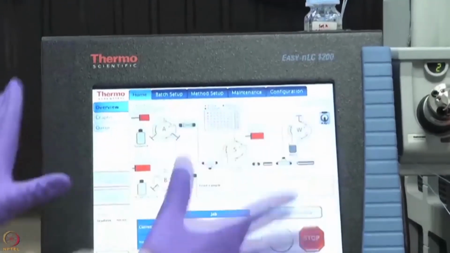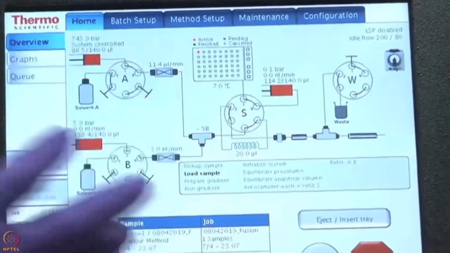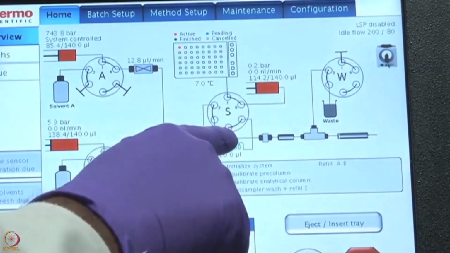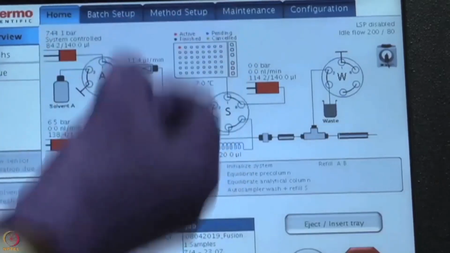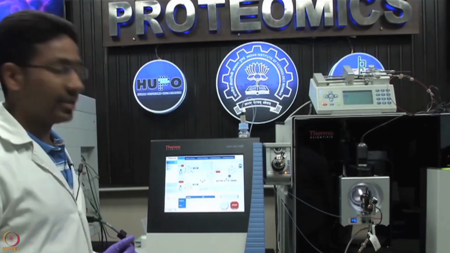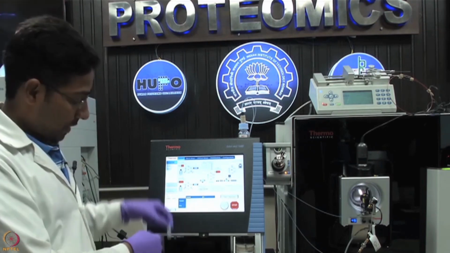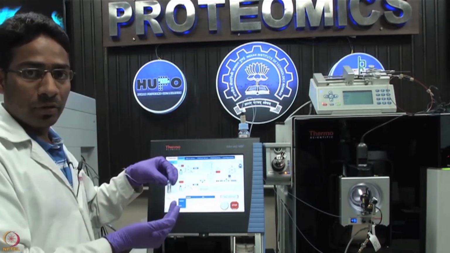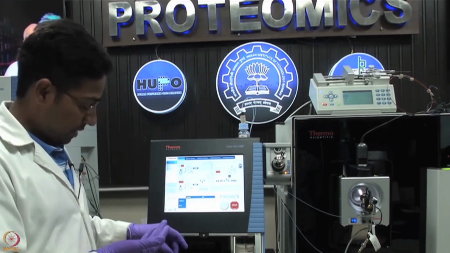Now, if you see this screen, here you can see pump A and this is pump B, which basically regulate the flow of solvent A and solvent B. This is another pump, which is pump S. It controls the taking of the sample, that is, how much of the sample has to be injected. So, here I am ejecting the tray where you can keep your sample. Here you can see this plate, and this is the vial where you can keep your sample. Generally we are loading around 1 microgram. Accordingly, you can calculate the volume you have to inject in the mass spectrometer.